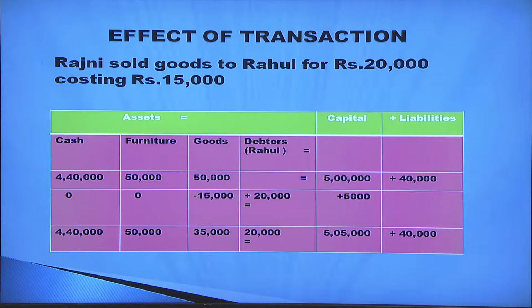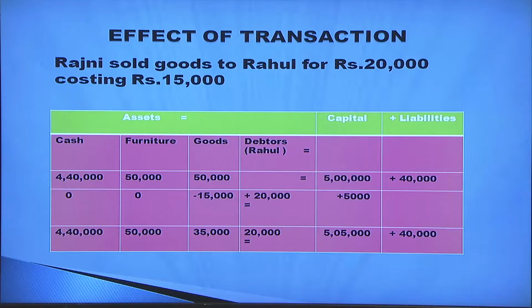Rahul being a debtor is included under assets. So, another column debtors are included under assets. And in that column you have to add 20,000. And selling price is 20,000, cost price is 15,000. Selling price is more than the cost price. By how much amount it is? More. 20,000 minus 15,000 is 5,000.